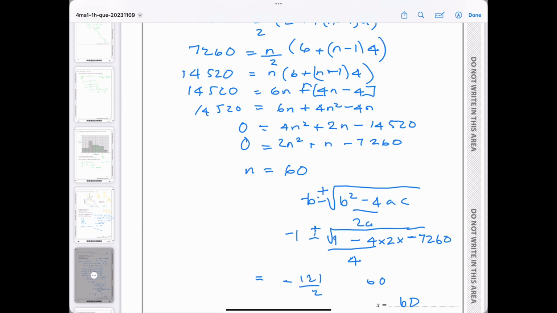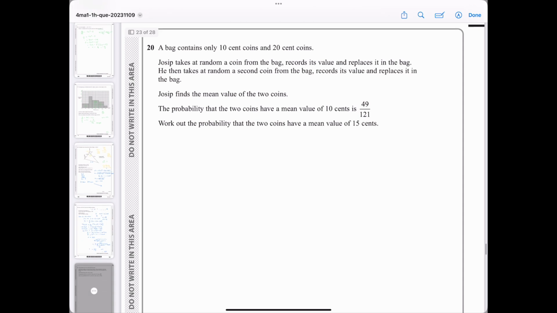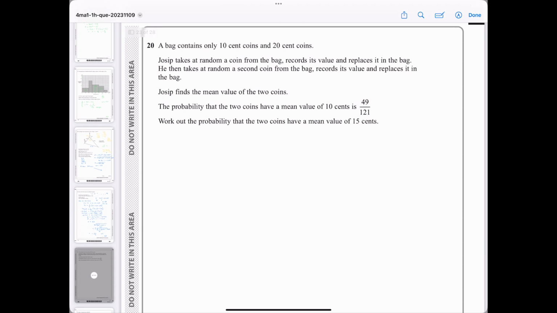Right, let's try another one. A bag contains only 10-cent coins and 20-cent coins. Josip takes a random coin from the bag, records its value and replaces it in the bag. He then takes a random second coin from the bag, records its value and replaces it. Josip finds the mean value of the two coins. The probability that the two coins have a mean value of 10 cents is 49 over 121. Work out the probability the two coins have a mean value of 15 cents.